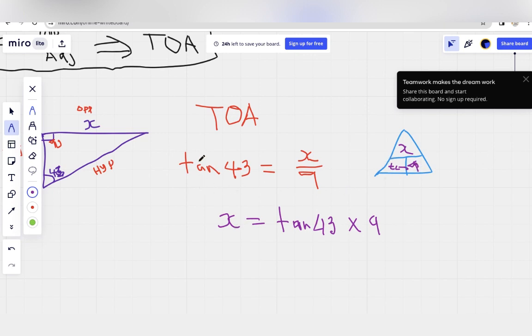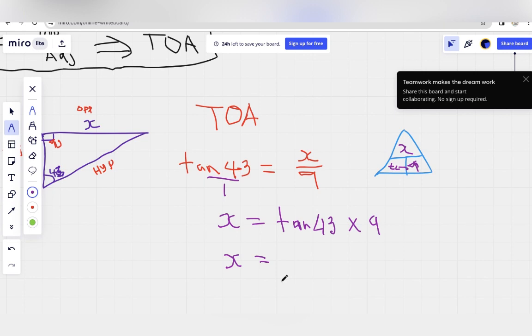Or another simple way, just say cross multiply. You know, this over 1. This over 1. You just cross multiply. X times 1 is x. And 9 times tan 43, you get tan 43. So you key into your calculator tan 43. Whatever you get, you say multiply by 9. So everything to one decimal place is what?